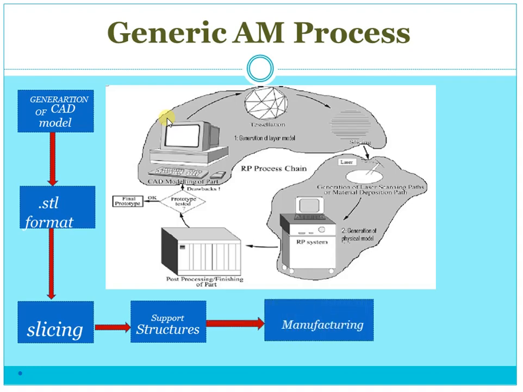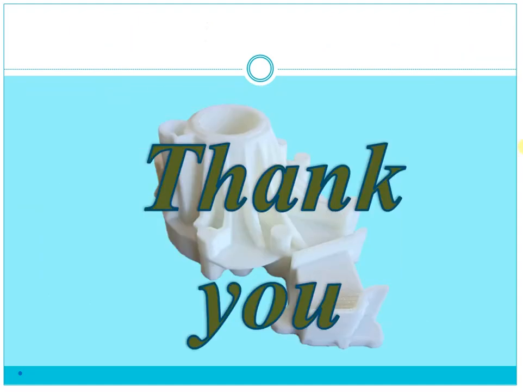Then after that, you have to go for the manufacturing on the 3D printer, and the supports are only for making the structures stand. So in post-processing, all these support structures are removed. Then this part gets finished in post-processing. The detailed generic AM process we will discuss later on.